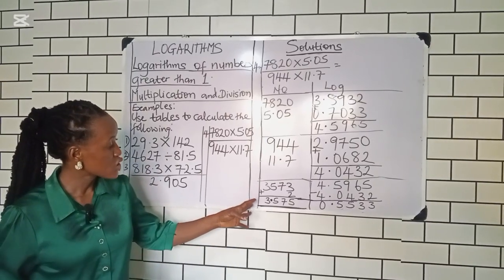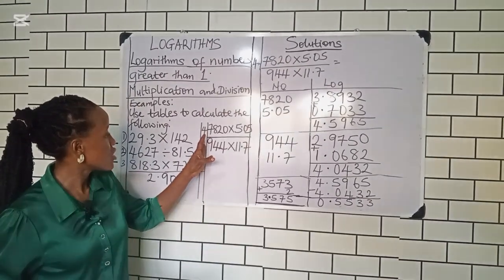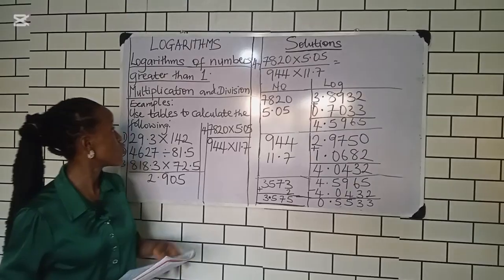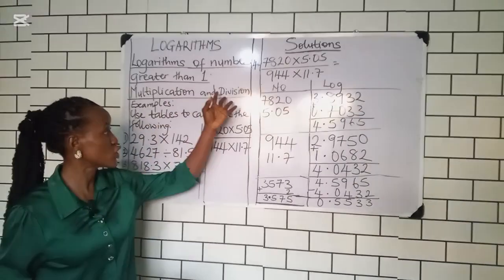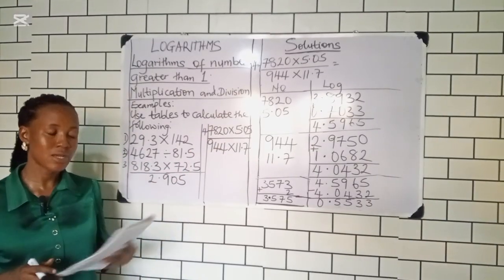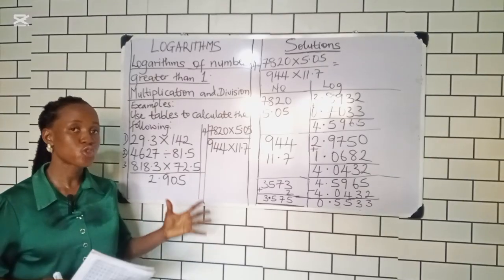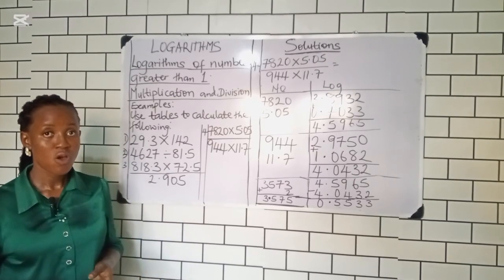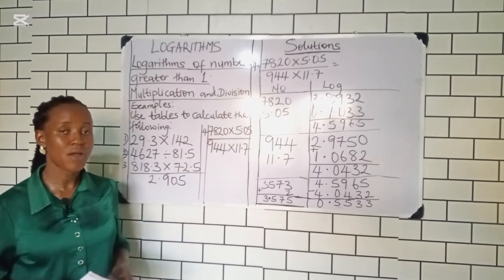Now, this is where we're going to stop, which is number 4, the final question for this multiplication and division part of the logarithms of numbers greater than 1. Now, moving over to the powers and roots of logarithms of numbers greater than 1.